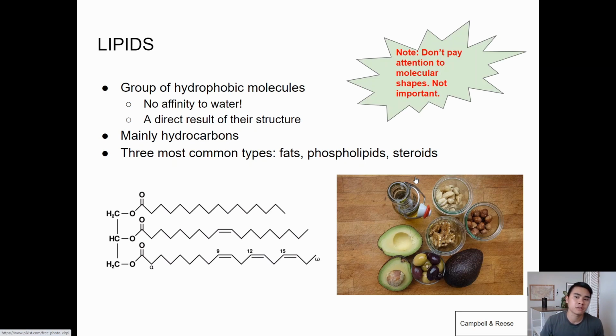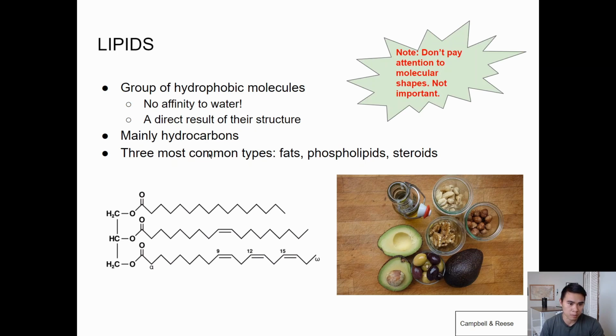Lipids. Lipids are the second class of macromolecules that we're going to talk about. They are hydrophobic molecules, which means they essentially have no affinity to water. Affinity is like attraction. They don't want water. If you break down the word hydrophobic, hydro is water, and phobic is like a phobia, a fear. Just think of it like they don't want to be around water. And it's a direct result of their structure.